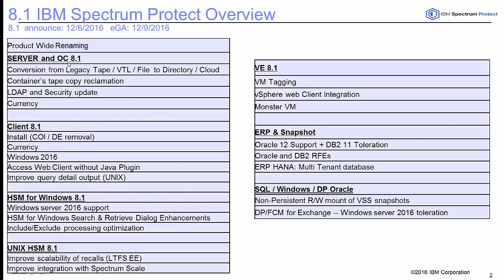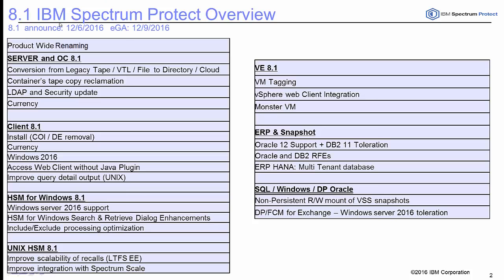In this presentation, I'll be covering what's new in the Spectrum Protect server and operations center, Spectrum Protect backup archive client, HSM for Windows, and the UNIX HSM portion of IBM Spectrum Protect. In a second YouTube video, my colleague Sean Sperry will cover what's new in the Spectrum Protect for virtual environments and the additional Spectrum Protect ERP snapshot and data protection for SQL and Oracle.